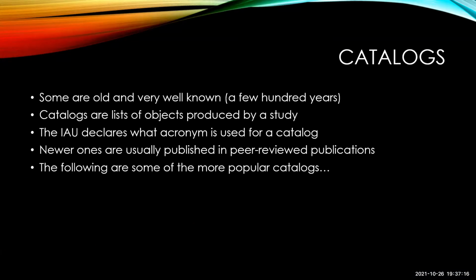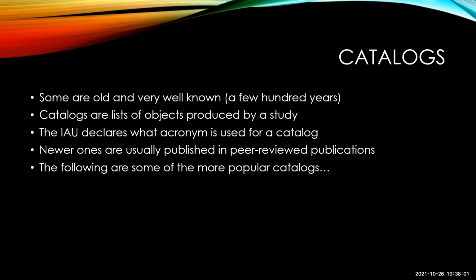So to catalogs, first of all, some are very old and well known. Some have been around a few hundred years. I would almost characterize those more as lists of objects, because to me, the modern understanding of a catalog is a list of information that's been put together by some scientists who are studying some facet of astronomy. So they collect a list of objects that suit their research, and they'll publish a paper, and then the list of objects will go with that published paper.